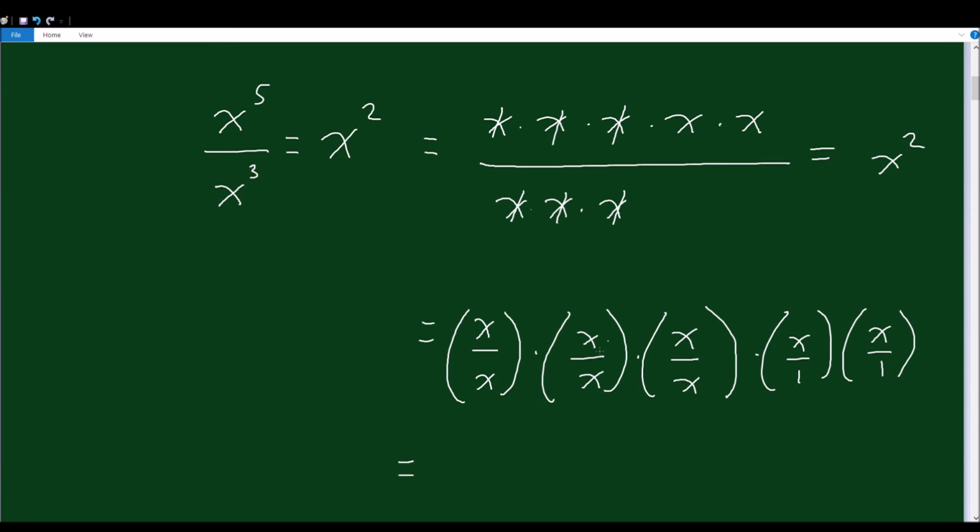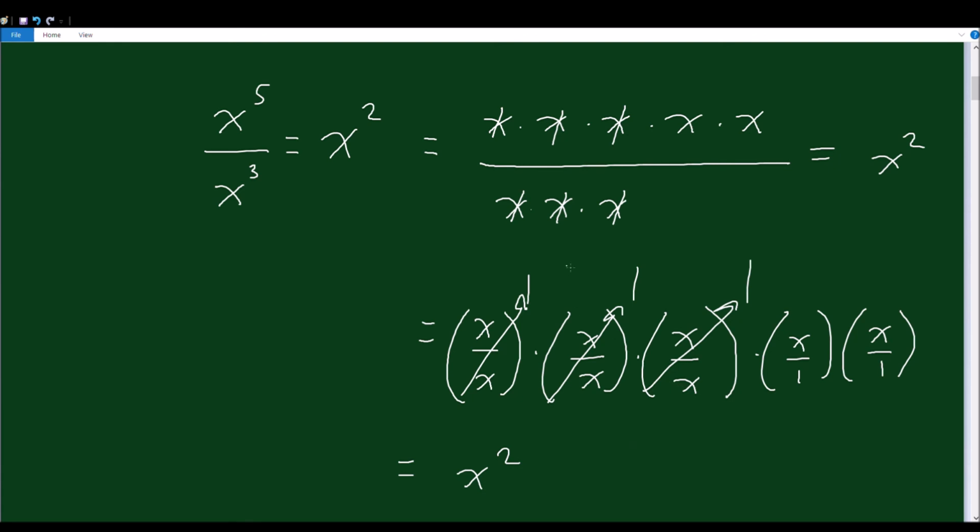Well, what's going on here? Well, x over x is 1, right? That's a fraction. Anything divided by itself is 1. So we can say 1. This one's also 1. This is also 1. This is just x. X over 1 is just x. And this is just x. X over 1 is just x. So again, we're left with x squared.